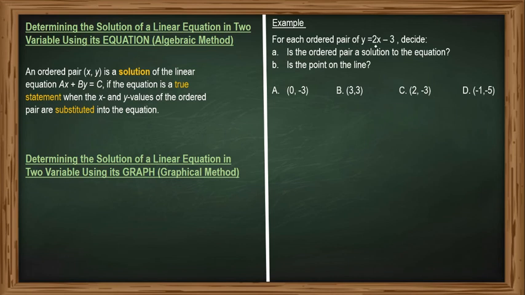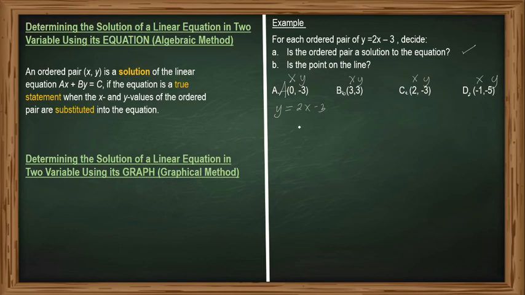For each ordered pair of y equals 2x minus 3, decide, is the ordered pair a solution to the equation? Let's answer this one first before letter B. So say we have here point A, point B, point C, and point D. Okay. So we have point A with coordinate 0, negative 3. What I usually do, so I'll not be confused in the substitution process, I copy the equation y equals 2x minus 3 and then label the coordinates. We have here x, this is y, this is x, y. But if you are already expert, need not write this.